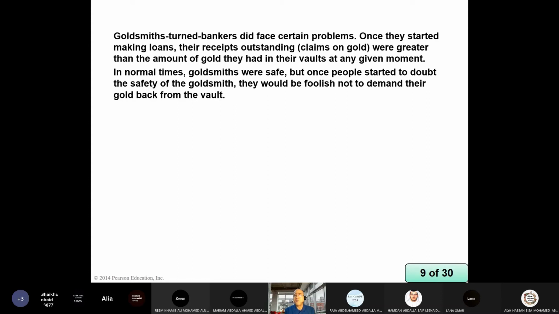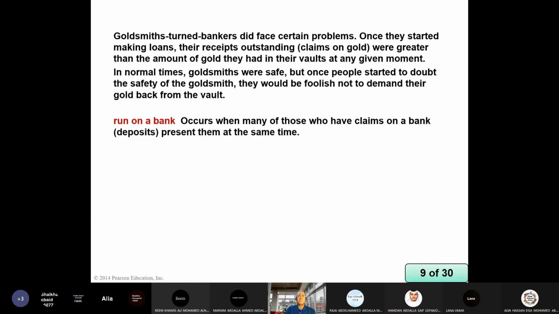So now he lent 10% of his gold because he issued, for example, 10% extra. So he has, let's say, 100 grams, but he issued receipts of 110. So he will be in trouble because he issued receipts, but at the moment he doesn't have such money.